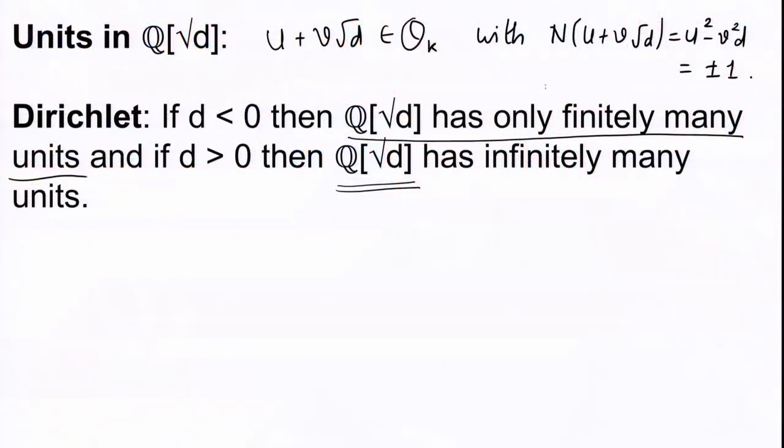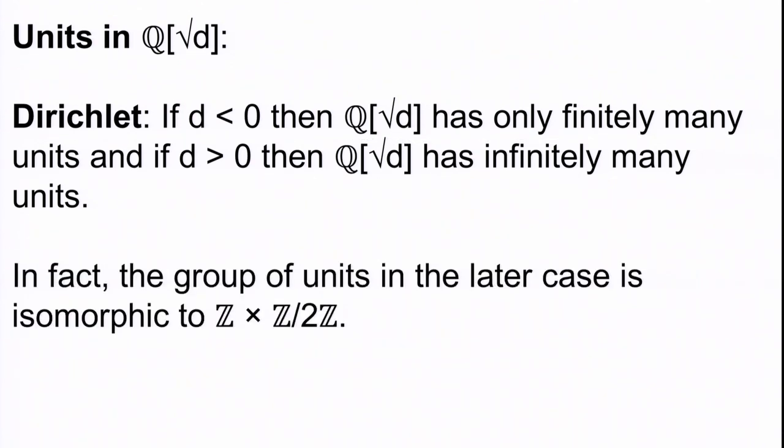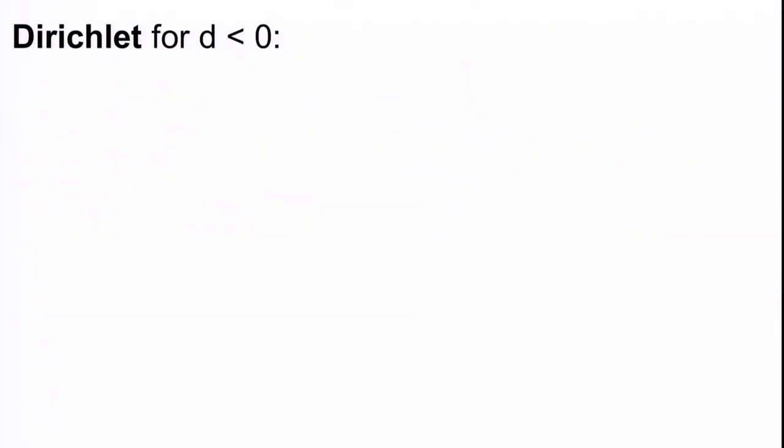Note that the norm has to be 1 or minus 1. So, we are looking at something of the form u plus v root d, where u and v are either integers or half integers, and then u square minus v square d is 1 or minus 1. This is the thing that we are looking at. In particular, when d is positive, then the group of units can in fact be explained, and it is isomorphic to the group Z cross Z by 2Z. This second statement is also something that we will see. Let us start with Dirichlet's theorem for d less than 0.